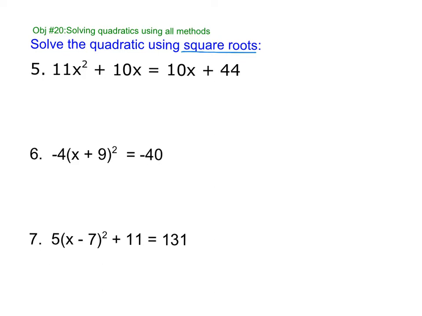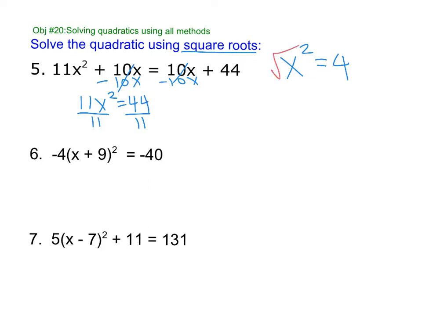All right, so square roots. I noticed that I have that 10x on both sides. So I'm going to take that out. So I have 11x squared equals 44. What can I do there? I can divide by 11. So I get x squared equals 4. If x squared equals 4, I just take the square root of both sides. x equals plus or minus 2. Done.